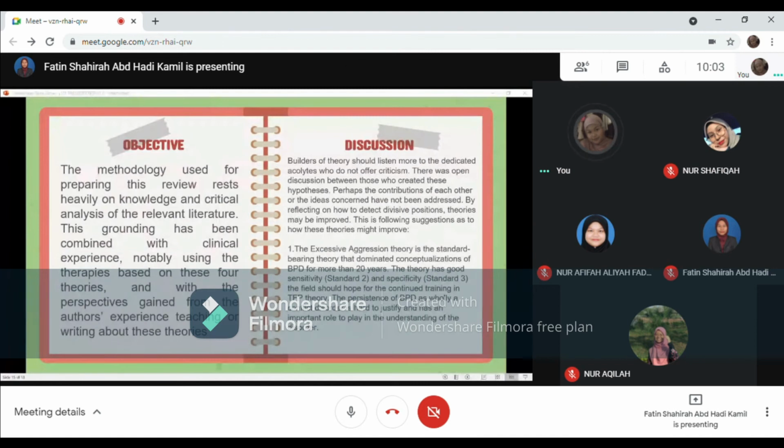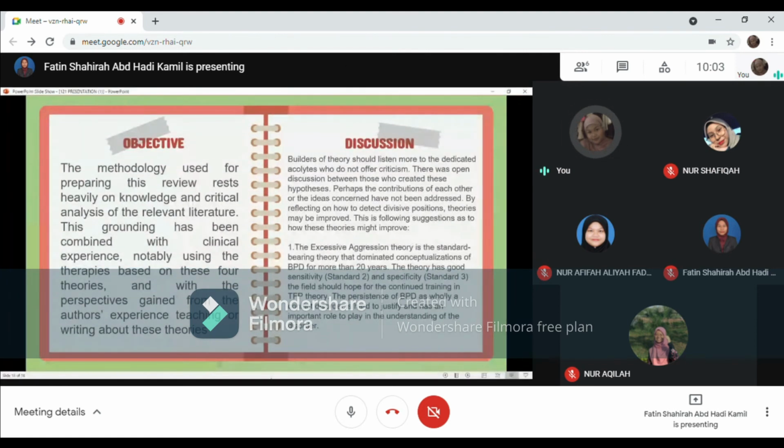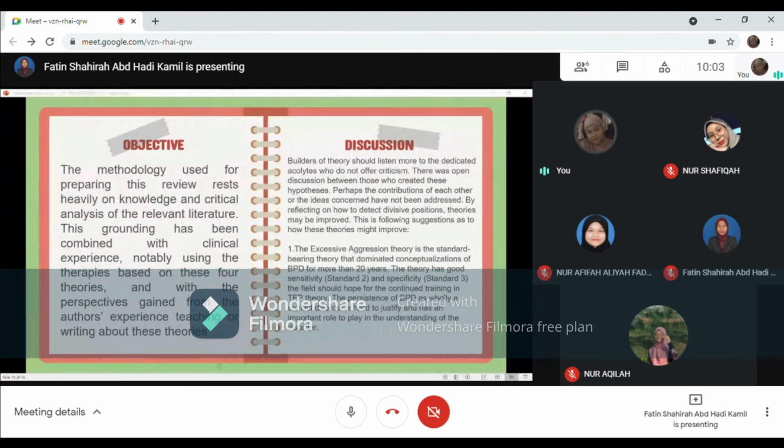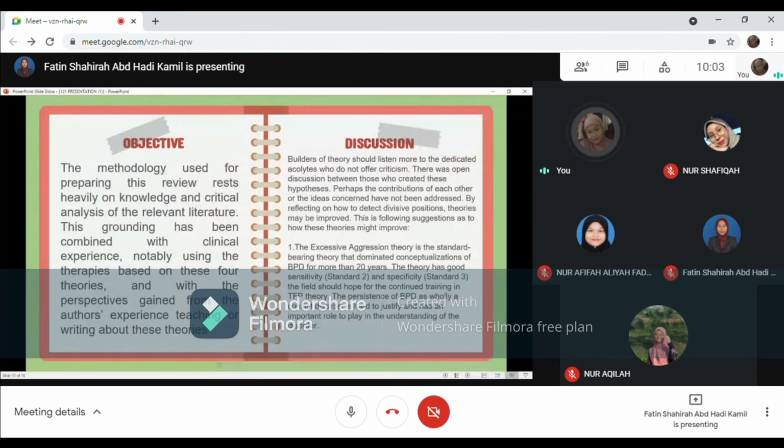Okay, for the discussion, builders of theory should listen more to the dedicated experts who offer criticism. There was open discussion between those who create these hypotheses. Perhaps the contributions of each other's ideas and concepts have not been addressed. By reflecting on how to detect these positions, theories may be improved. The following are suggestions as to how these theories might improve.